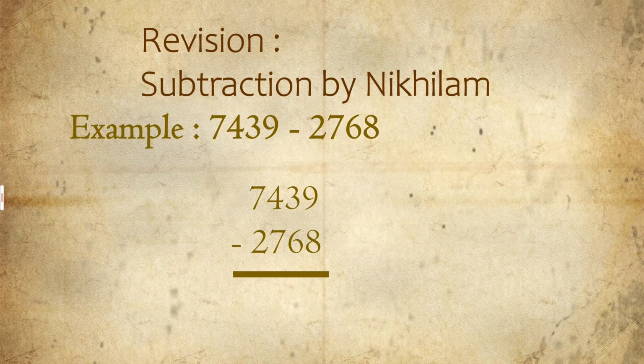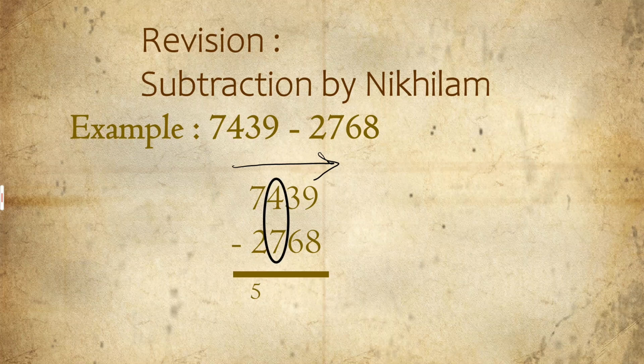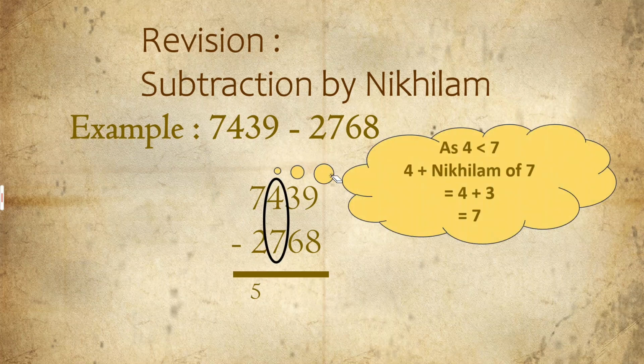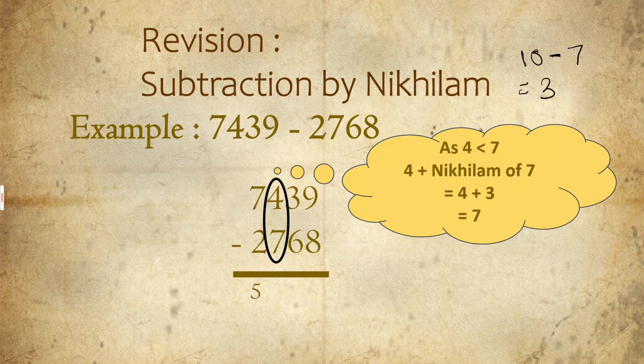Now, we all know that when you do subtraction using this Vedic math trick, you go in this way, unlike the conventional method. So you go from the left to the right side. So we'll be having a look at the first, that is 7 minus 2, which has the answer as 5. Next, we have 4 and 7. We know that 4 is smaller than 7, so we will be using the Nikhilam trick. That means 4 plus the Nikhilam of 7. To find the Nikhilam of 7, we simply subtract it from 10, and we know that 10 minus 7 is 3. So 4 plus 3, that is 7.